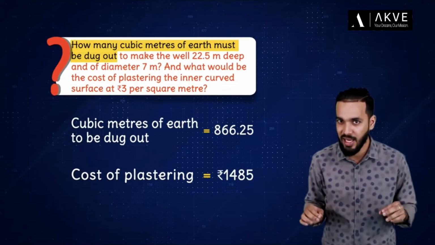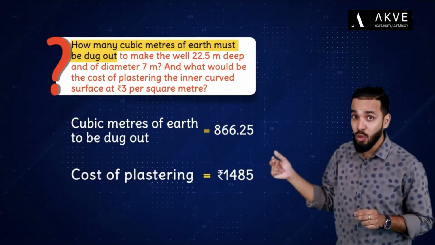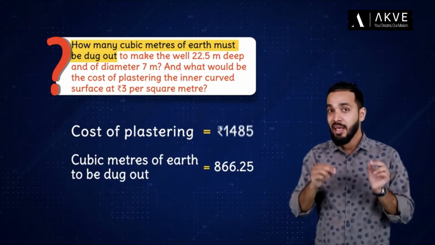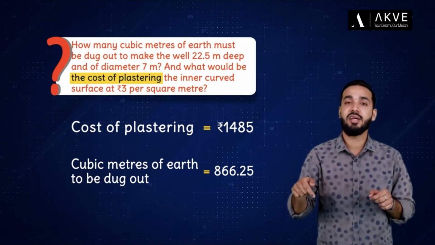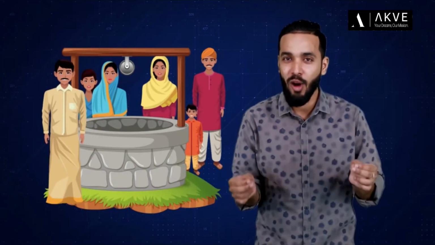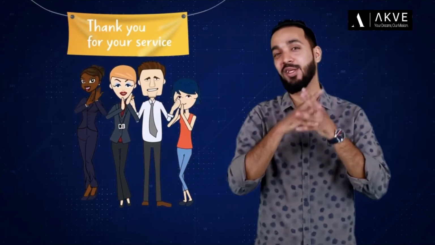So, summarizing, your NGO needs to dig 866.25 cubic meters of earth to make the well and then invest rupees 1485 to plaster the complete inner curved surface. That was a pretty interesting question, wasn't it? Solving it would in turn solve the problem of water in the rural area. Kudos to you and your NGO.